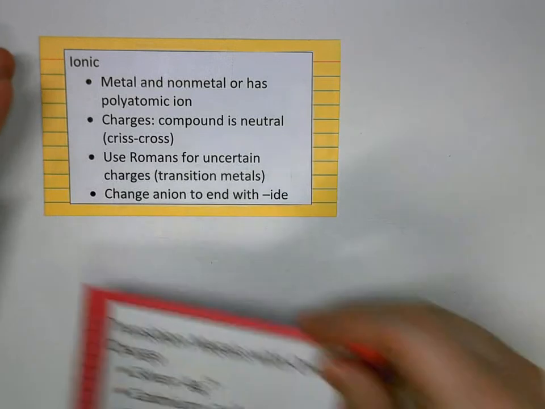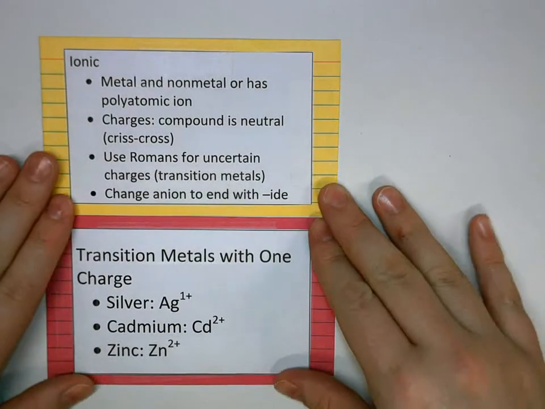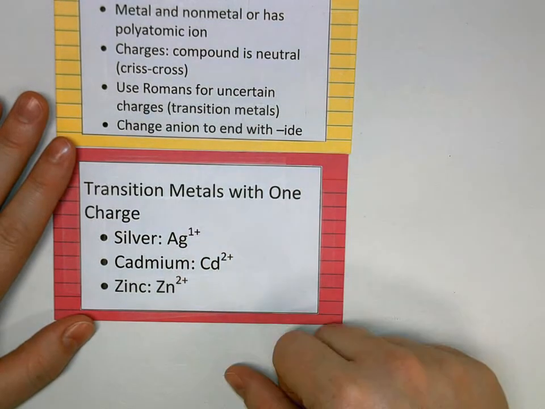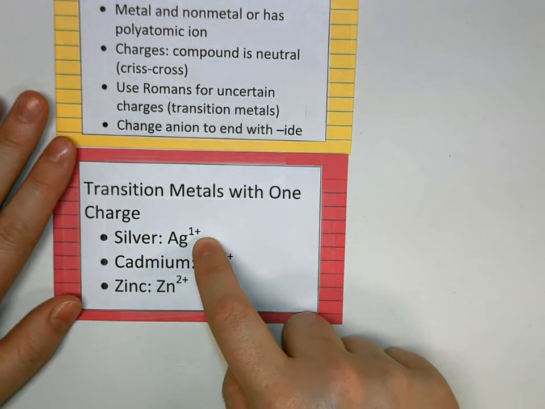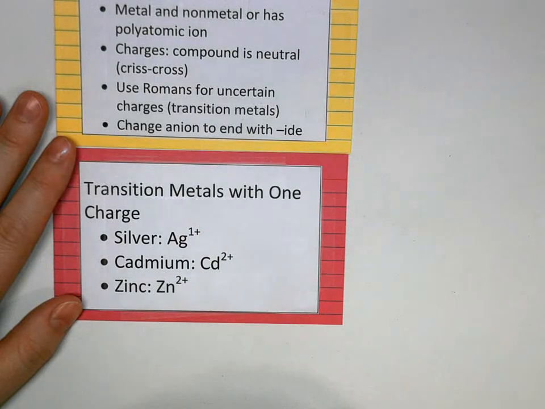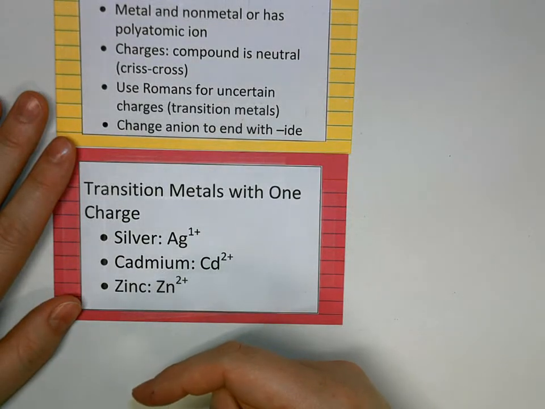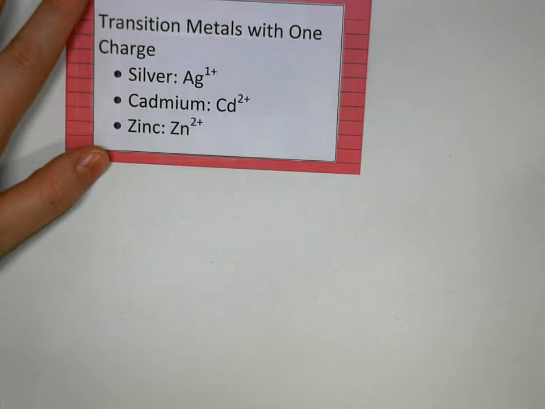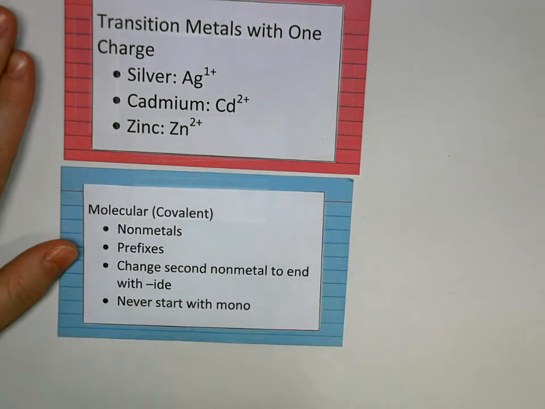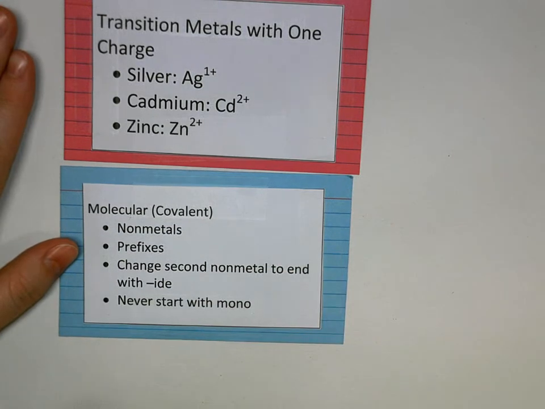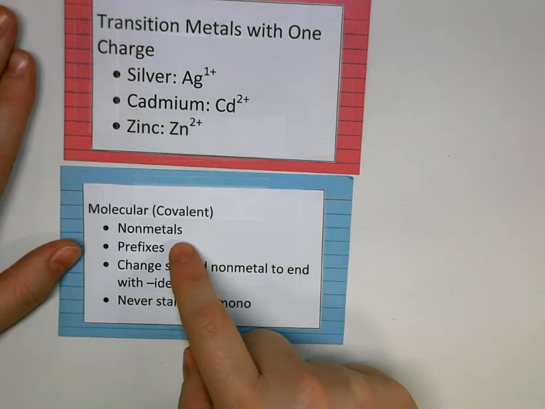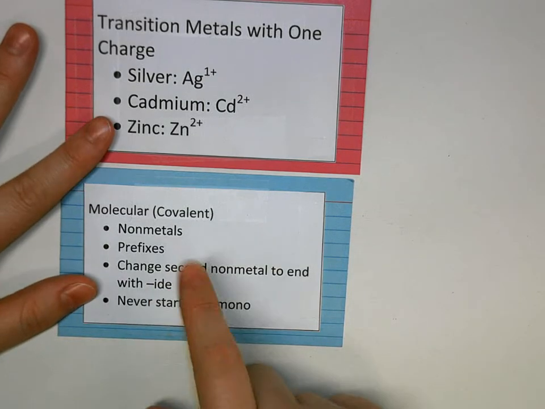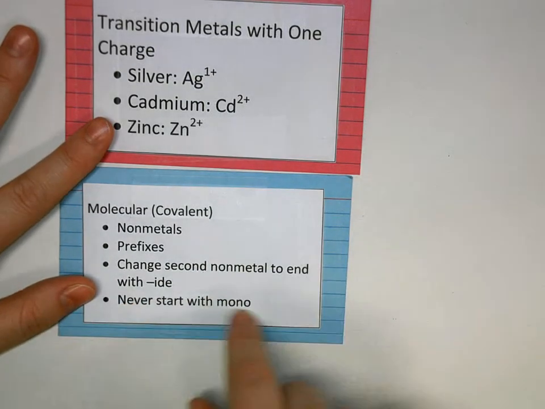Now of the transition metals, there are some that you don't need Romans for because they have only one charge. So silver, I don't need a Roman numeral for because silver is always +1. Cadmium and zinc are always +2. So I don't need Roman numerals for those technically. But if you did use them, I would not count them wrong. And for a molecular or covalent compound, we're looking for nonmetals. We're going to use our prefixes, mono, di, tri, etc. And we're going to change the second nonmetal to end with "ide." And you never want to start with mono.